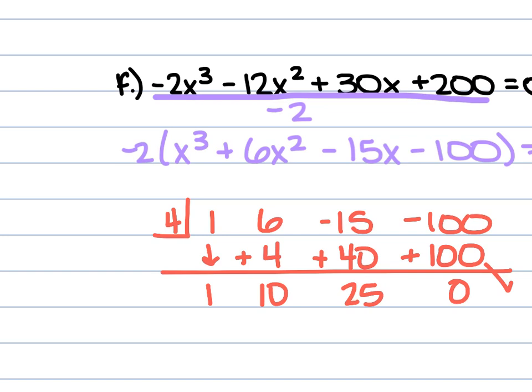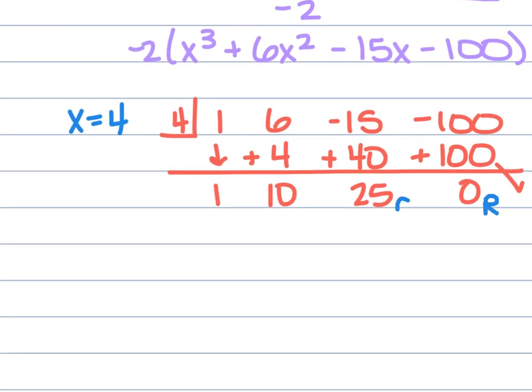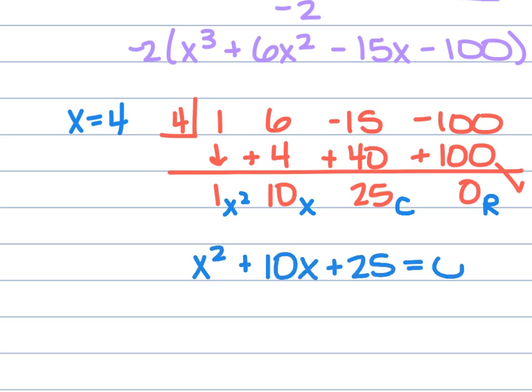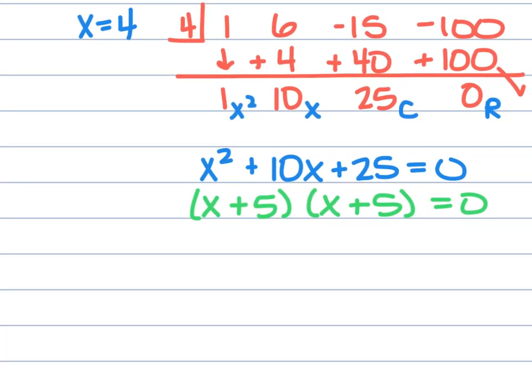So we're going to take that x is equal to 4. That's one of our solutions. Then this is our remainder, our constant, our x squared. So this is giving us x squared plus 10x plus 25 is equal to 0. The factors of 25 that add up to be a 10 are x plus 5 as well as x plus 5 is equal to 0. So the x plus 5 and the x plus 5, we're going to set both of those equal to 0.